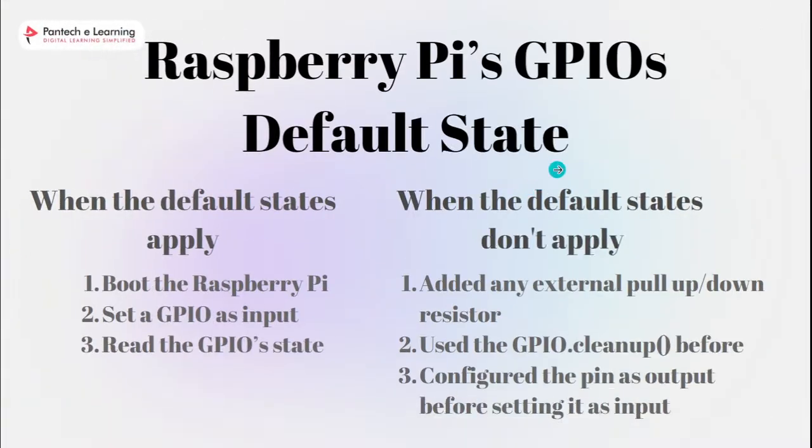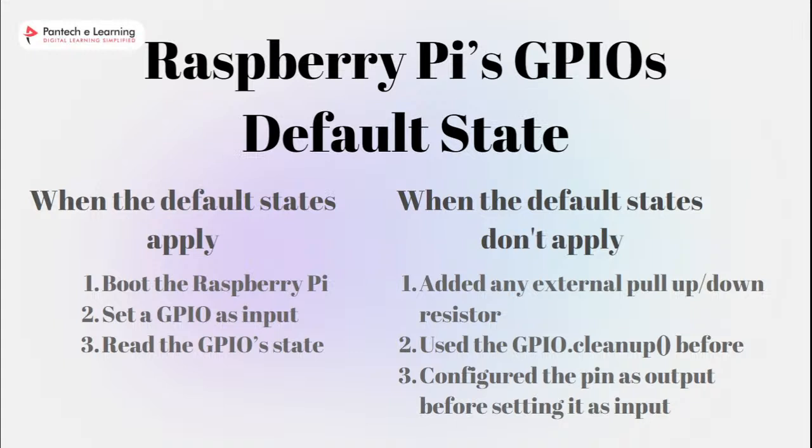Okay. So now let's talk about the Raspberry Pi's GPIO default state. You have been playing with your Raspberry Pi and the GPIO panel, and you have noticed that when you read the GPIO, some of them give you the value high by default and some of them give you the value low, 0. Why is that? Here, I will show you the default state for each GPIO on the Raspberry Pi, why it's like that, and also what you can do if you want to override the default state.